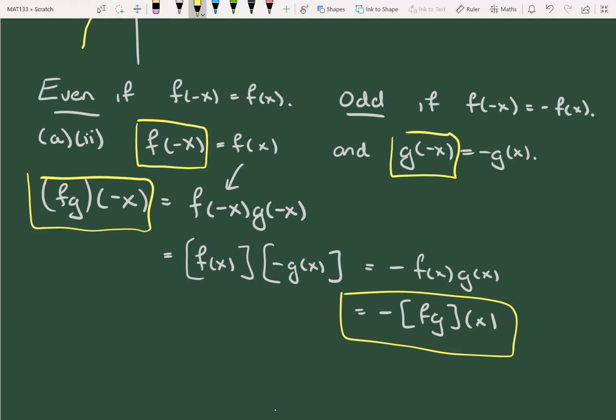Mm-hmm. Oh, you're right. It is. So I guess I'm doing B, not A. But you can see now how you would have done A, right? The g of negative x would have just become g of x, and you would have gotten an even function. Okay, so does that make sense? You kind of see how to do the rest? Okay, great.